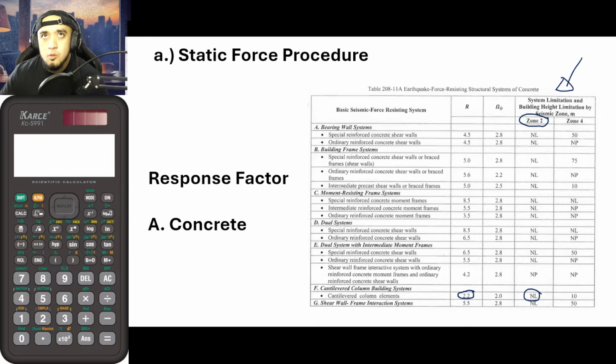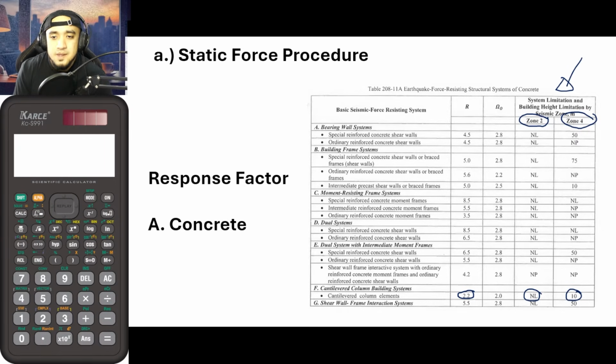Meaning if you would want that to be the framework of your building, you could have a building height of, let's say, more than 100 meters, 200 meters, since it has no limit. Okay? But if the building is to be constructed in zone 4, it is only limited to 10 meters height. Okay? So you could not make use of that system if the building is, let's say, 10.1 meters. Okay? Or let's say 11 meters, 12 meters.